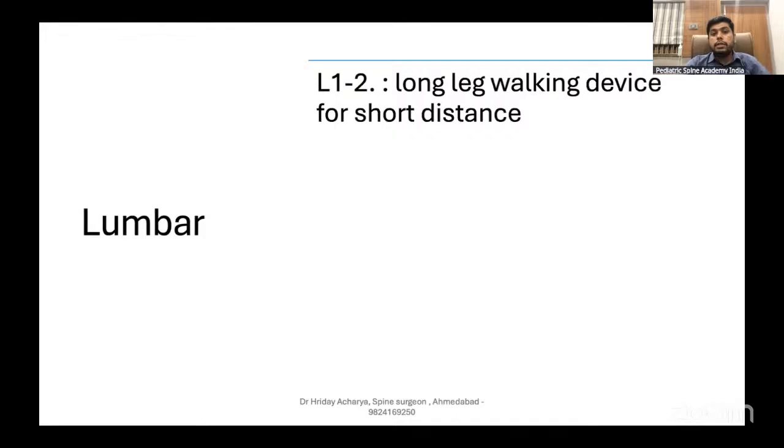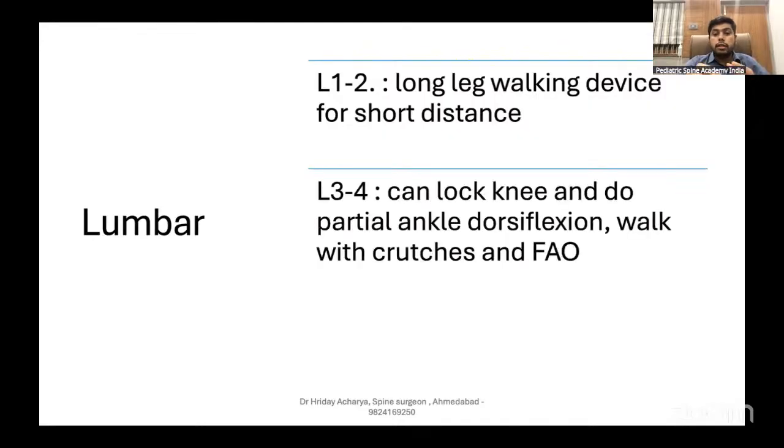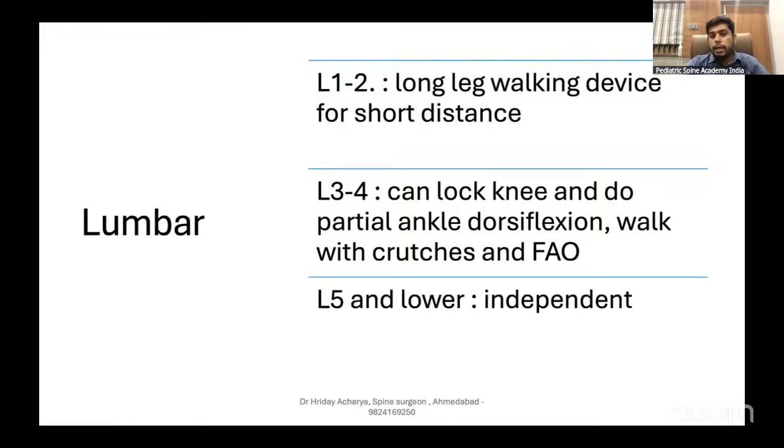At lumbar levels, again, for L1 to 2, long leg devices are needed because proximal muscle weakness is there. At L3, 4, we need to lock the knees because extension can be weak, and foot drop can be there. And at L4 and 5, the patients are generally independent walkers with only a foot drop splint.